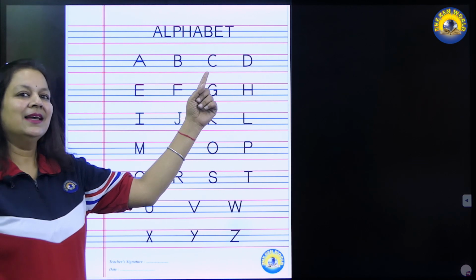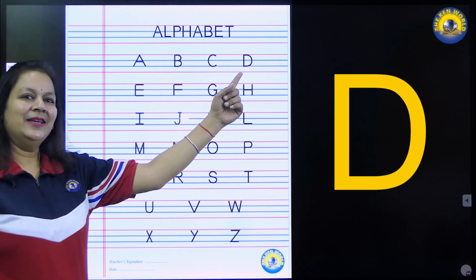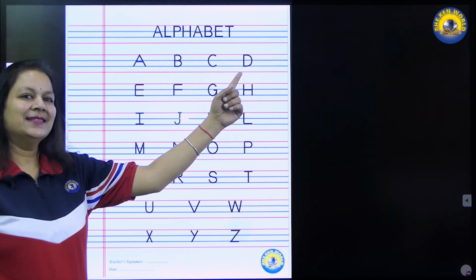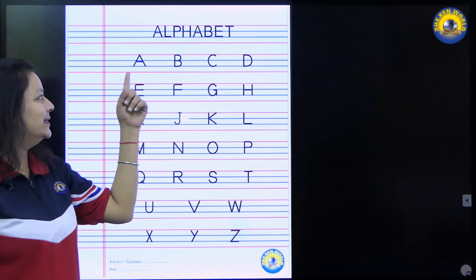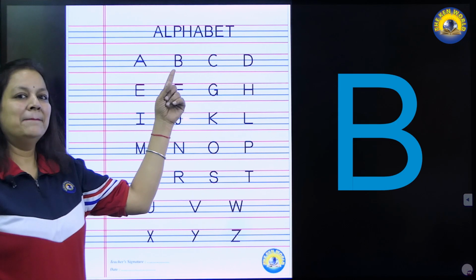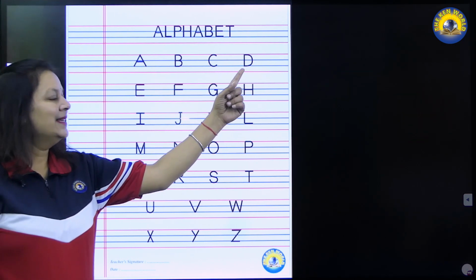The next letter is C. C says K. C says K. After C, it's D. D says D. D says D. Let's revise. A says A. B says B. C says K. D says D.